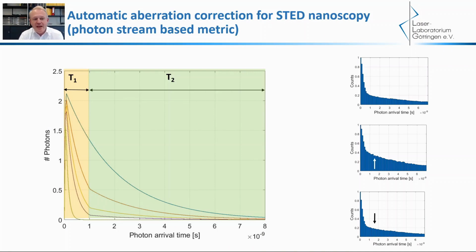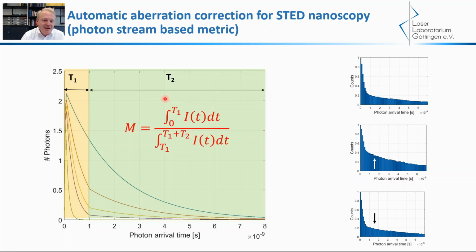This means that we actually can use a very simple metric. So if we just look at those histograms of photon arrival time, we just use as a metric the number of photons we detected during a certain period after the STED pulse, which we call the early photons, so just photons which arrived up to a time point t1 after the STED pulse, and this amount of photons is just divided by the amount of so-called late photons, so all the photons which arrived after t1 up to a certain time t2.